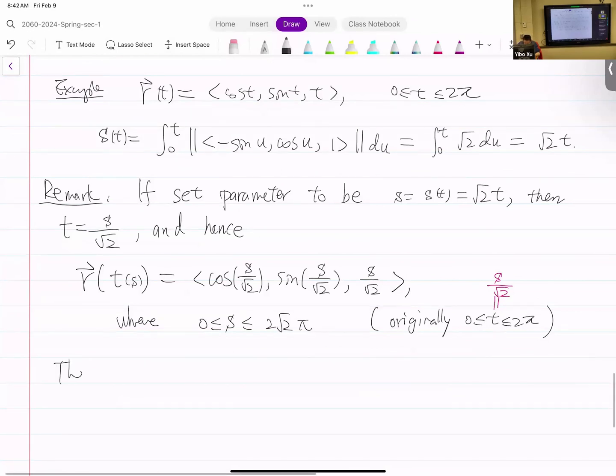So the above is a parameterization with respect to arc length.